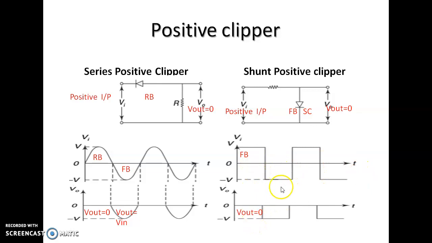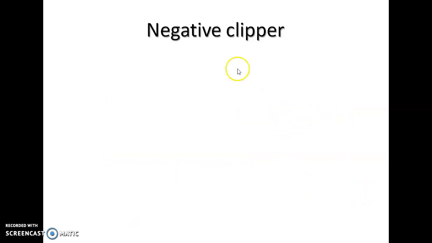If we apply a negative cycle of the input, that is the input waveform below the 0 reference level is applied, then this diode is reverse biased and it acts as an open circuit, or else we can assume that this arm is not present, then V out will be equal to V in. Now we will move on to the analysis of the negative clipper.